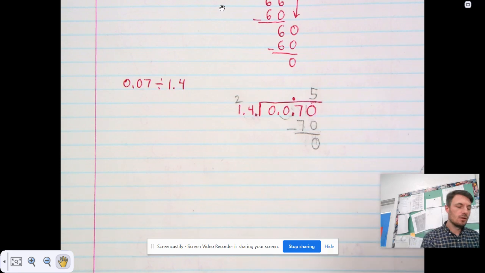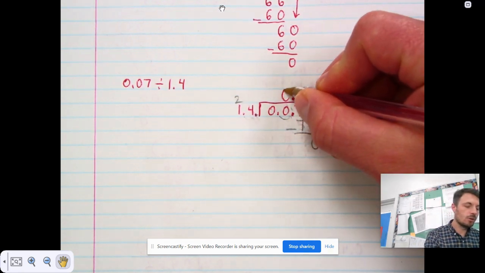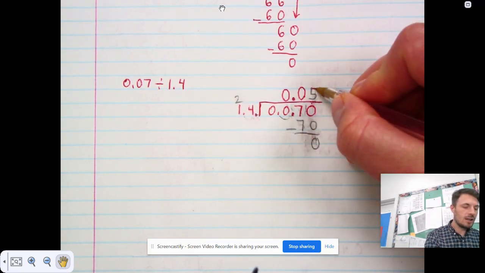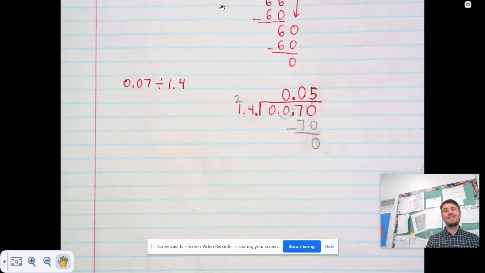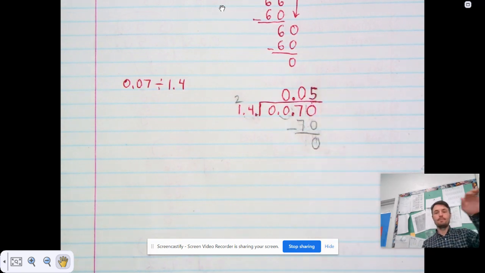What can we fill in here? Zeros. These are like empty pockets. We can put zeros here, and we put a 0 in the ones place too. So the answer is, notice we divided a bigger number into a smaller number, so we get an answer that's less than 1, and 5/100ths is definitely less than 1.